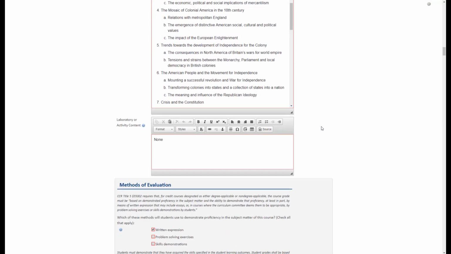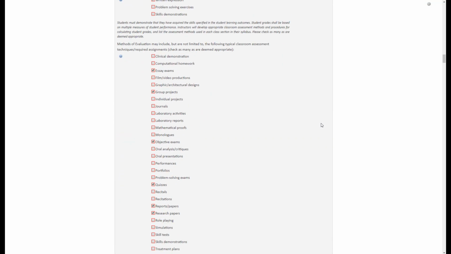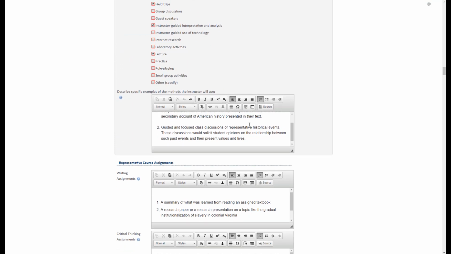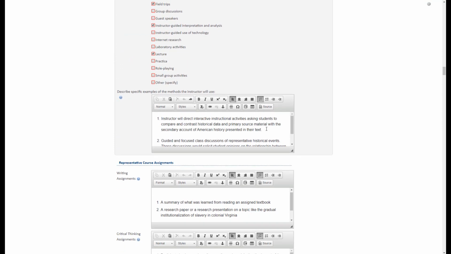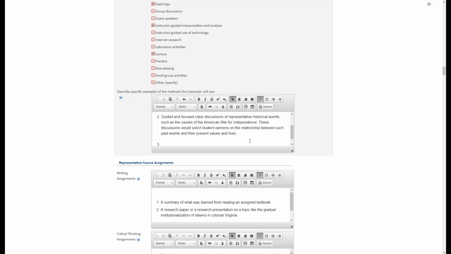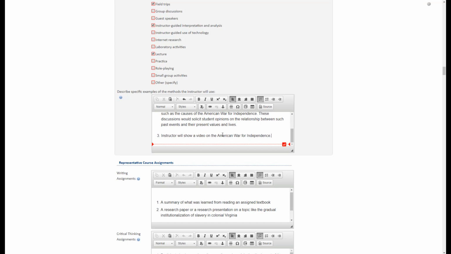Moving along to methods of instruction. These should support specific course objectives as well. Looking at what we have here, we could be a little bit more specific. So let's add to the sentence that says guided and focused class discussions of representative historical events, such as the causes of the American War for Independence. We could also add another example like, instructor will show a video on the American War for Independence.